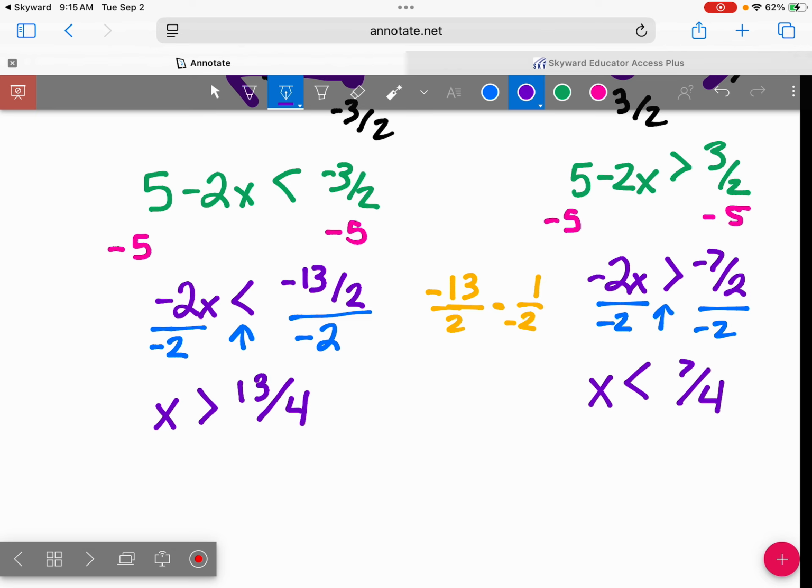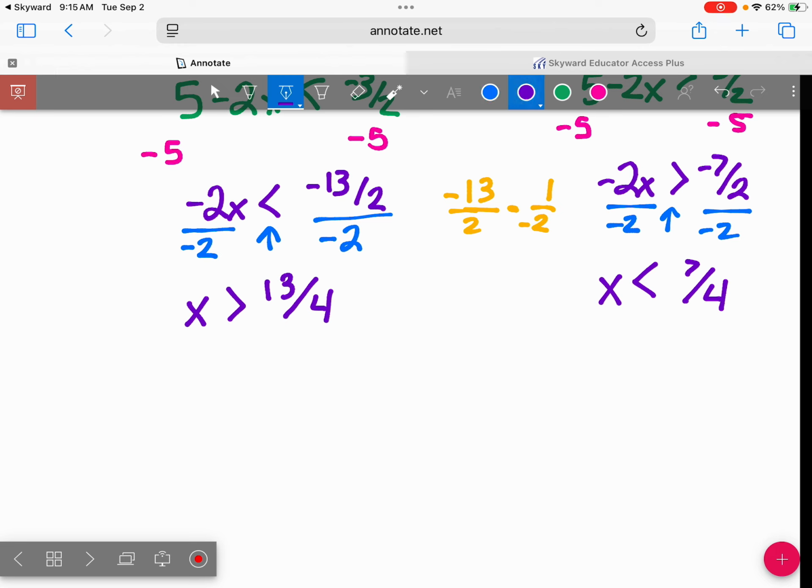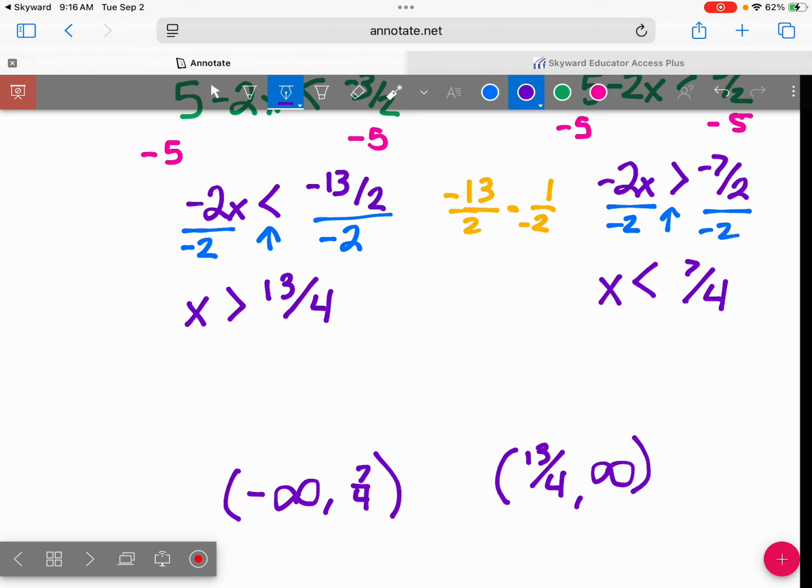So be really careful when we're setting up our intervals because they flip-flopped on us. This is now my smaller interval. X is less than 7/4. This is now a bigger interval. X is bigger than 13/4. So my interval notation for my answer, we're going to have our -∞ up to 7/4 and our 13/4 up to +∞.